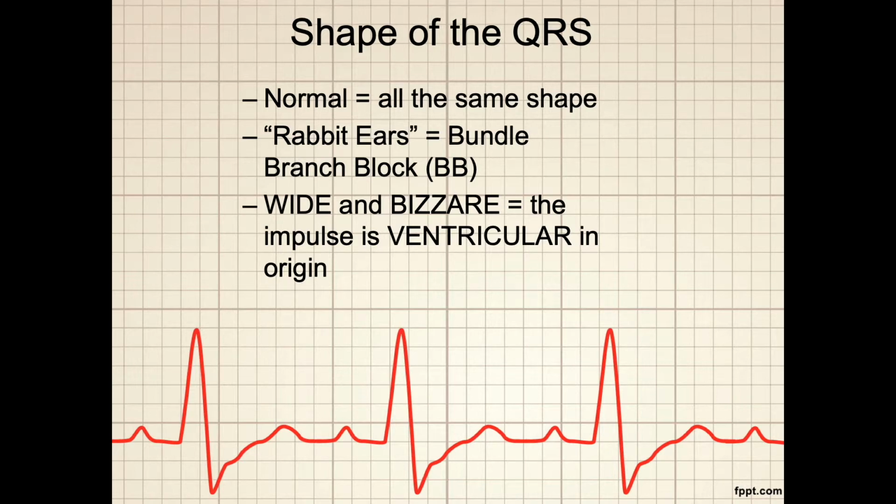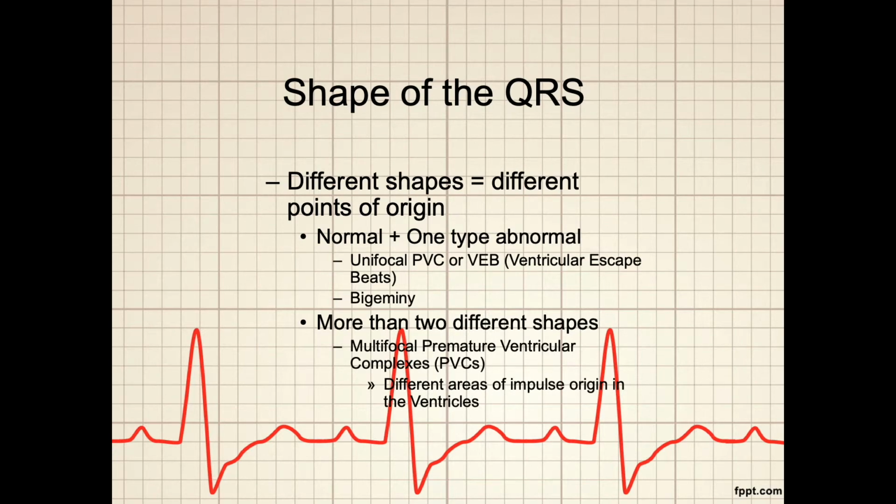If they are wider than that and they look very bizarre, then the impulse is ventricular in origin, such as in a premature ventricular contraction or ventricular tachycardia. And this is because the shape of the QRS is determined by where the impulse came from, that is, its origin.